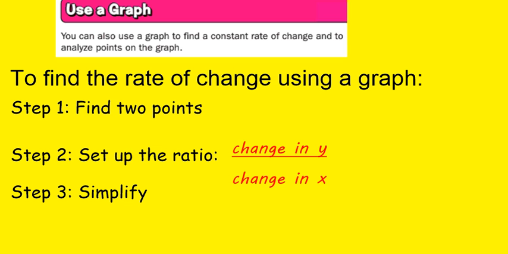The next one we're going to use is a graph. You can use a graph to find a constant rate of change and to analyze points on the graph. To find the rate of change using a graph, our first step is we're going to find 2 points. Remember, the points are ordered pairs or coordinate points, and they're (x, y). Step 2 says to set up the ratio just like before, change in y divided by the change in x. And our last step is we're going to simplify.